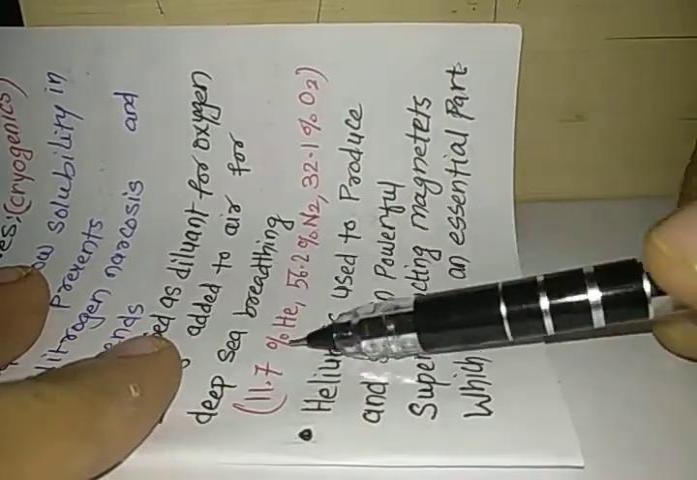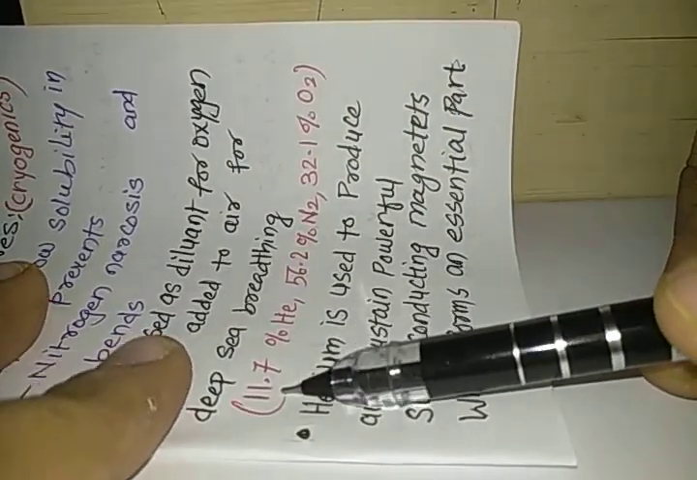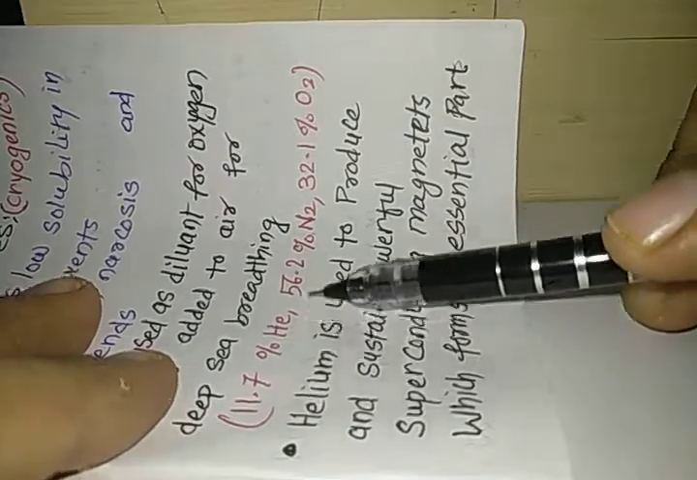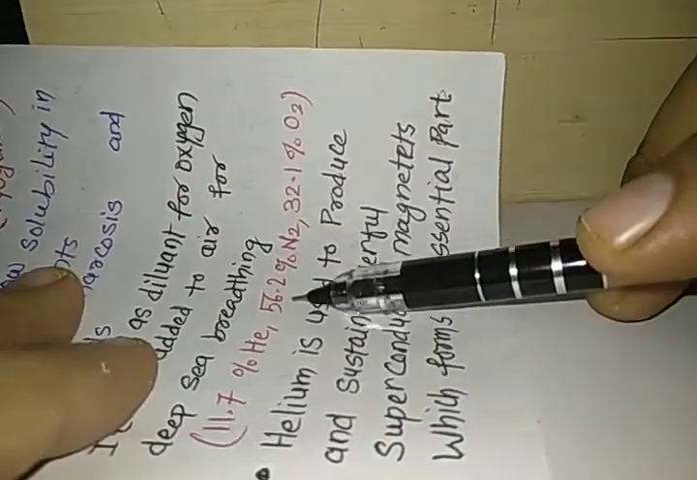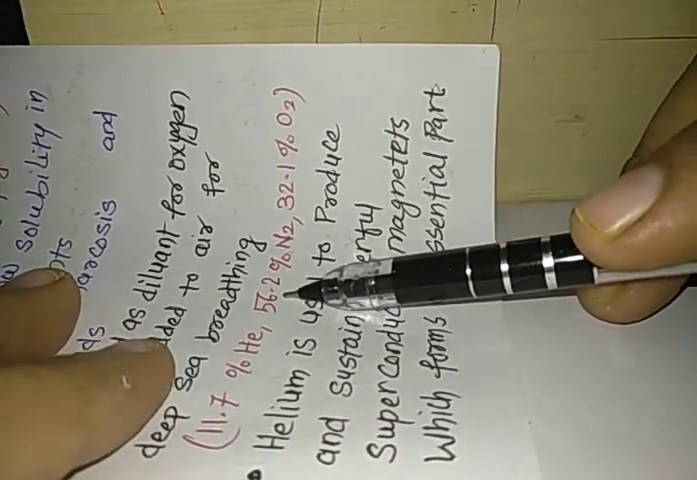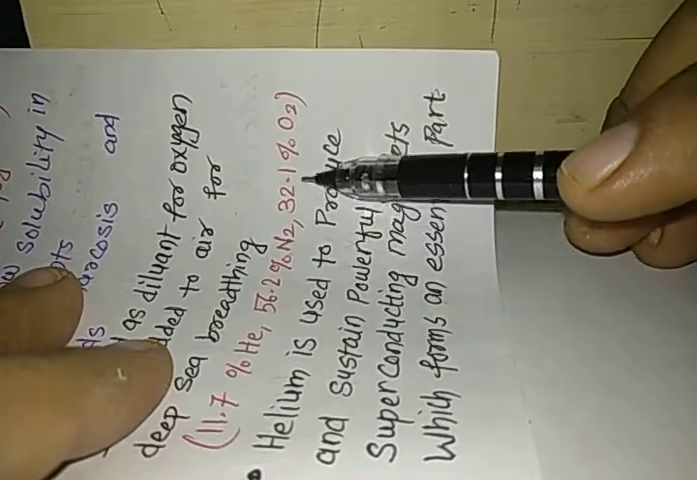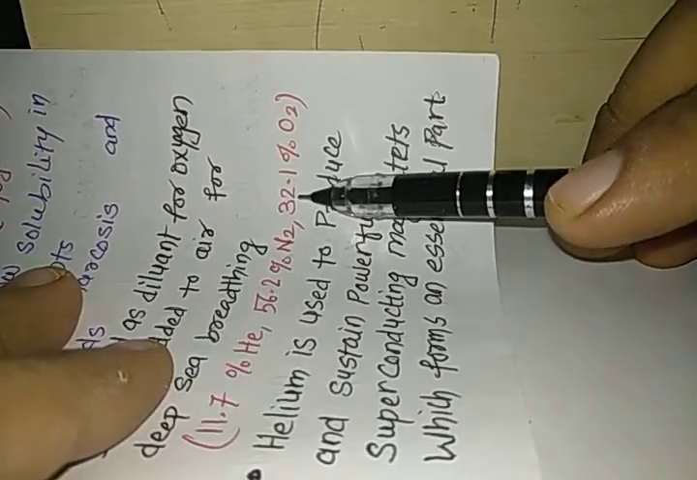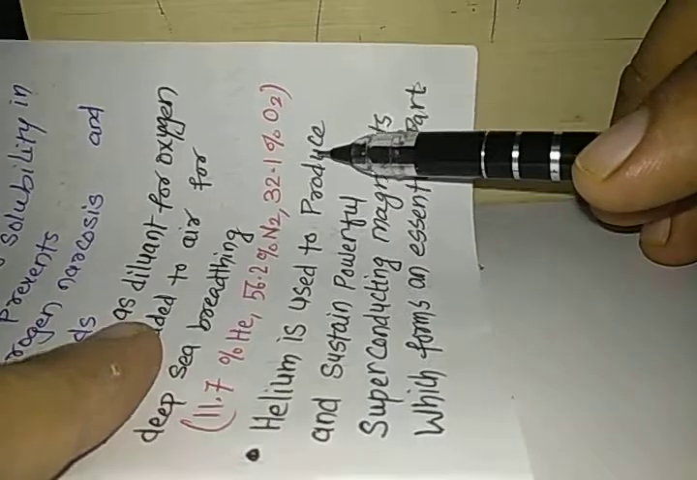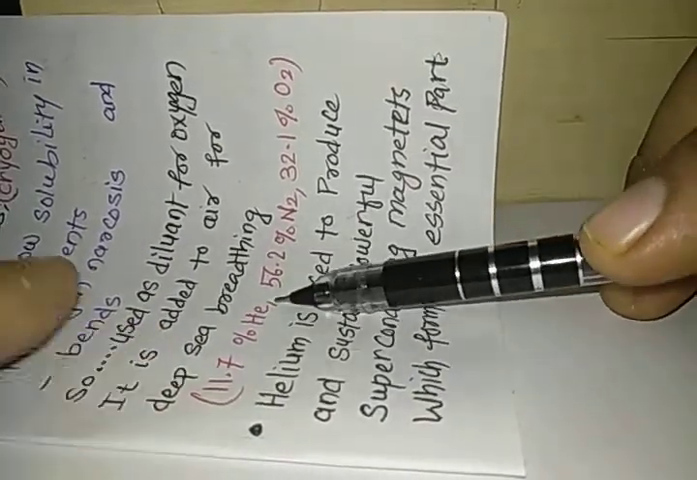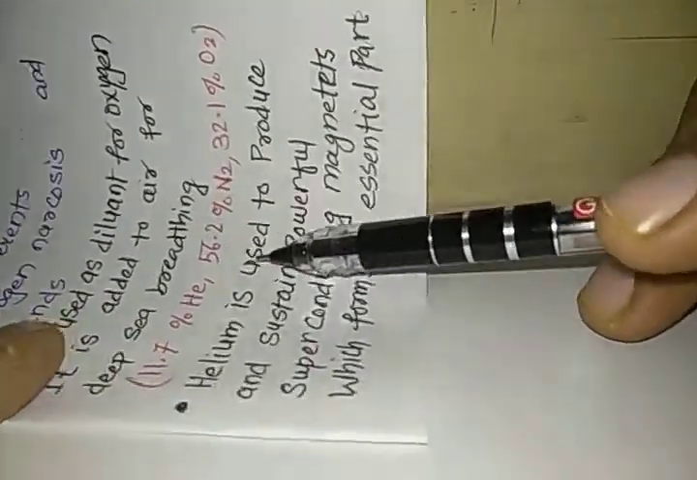As helium is added to air, the percentage of helium becomes 11.7%, the percentage of nitrogen has decreased from 78 to 56.2%, and oxygen is present in such air as 32.1%. This is how this kind of air is used for deep sea diving.